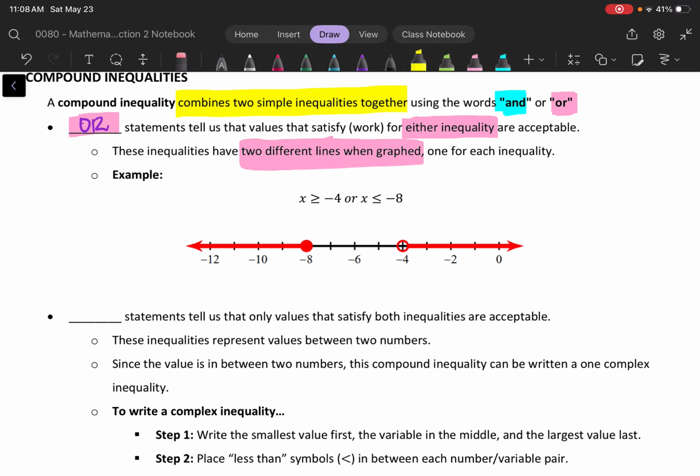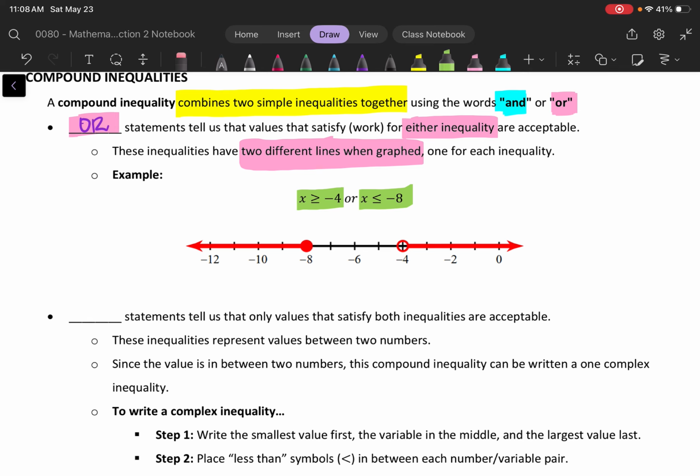So if we take a look at this example here, there's an OR statement in this inequality. So I have x is greater than or equal to negative 4, or x is less than or equal to negative 8. So we have two inequalities with the word or in between.